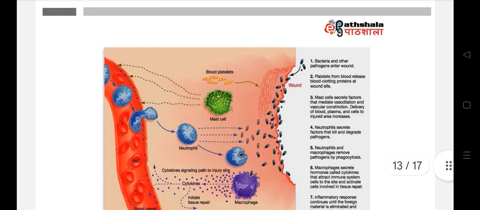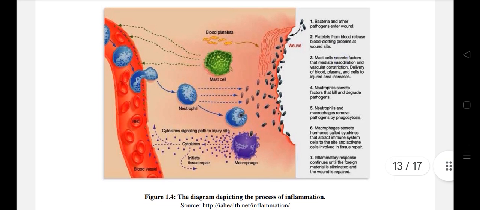There's a pictorial depiction of the process of inflammation. Bacteria and other pathogens are in the wound region. Platelets from blood release blood clotting proteins at the wound site. Mast cells secrete factors that mediate vasodilation and vascular constriction. Delivery of blood, plasma, and cells to the injured area increases.